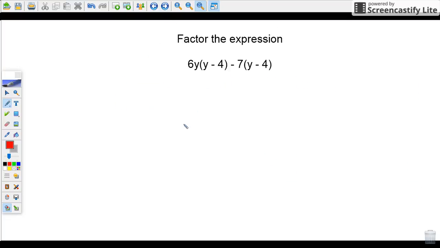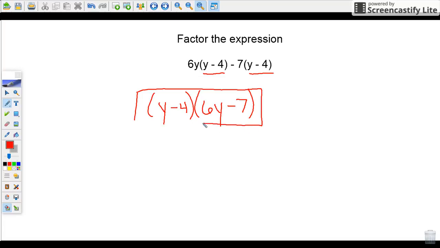In this expression, I notice that they also share a binomial, y - 4 this time. So I'm going to factor out y - 4, which means I'm going to divide each term by y - 4 and rewrite what's left. In this first term, 6y would be left. In this second term, negative 7 would be left. And then again, I have to double check and make sure, can I factor this anymore? No. Can I factor this anymore? No. So this is factored completely. There's my factored form.